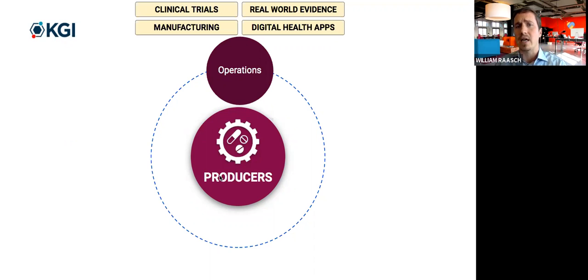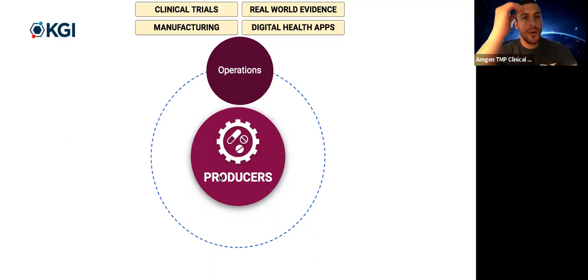Real world evidence, I think, is a growing area within operations. When I say real world evidence, does anyone know what that means in the context of healthcare, and why digital health is important for that? One example I can think of is post-market surveillance. Like after you launch your product, that's where you get your real world evidence.